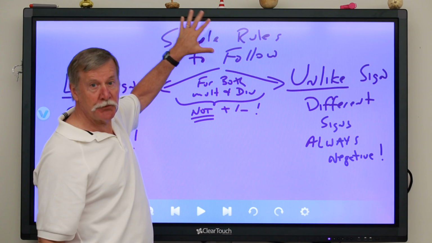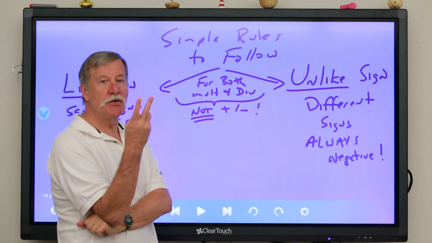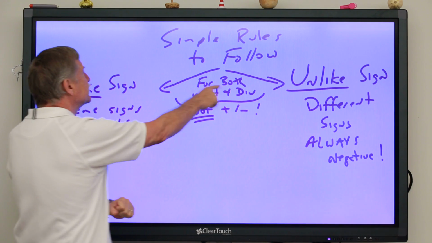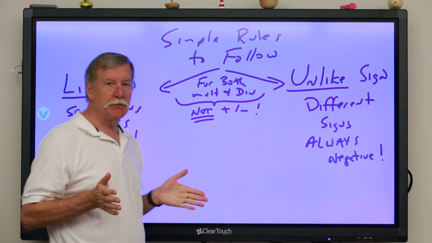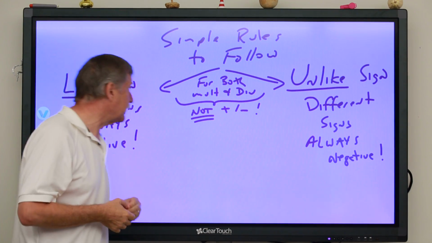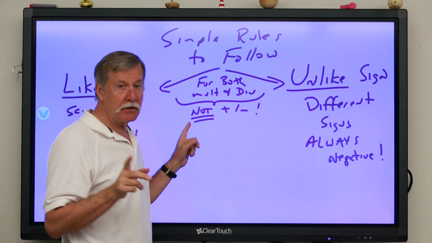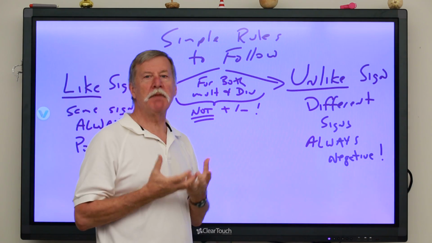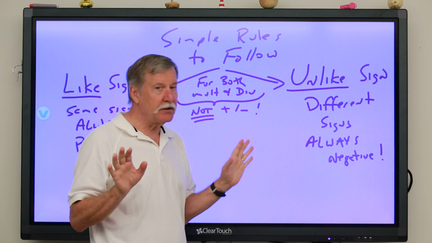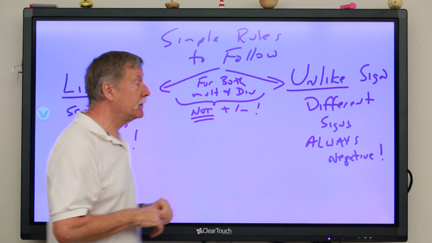So there are some simple rules to follow. In fact, there's only two. And these rules work for both multiplication and division. These rules, however, do not apply to combining signed numbers, totally different. Keep that separate.